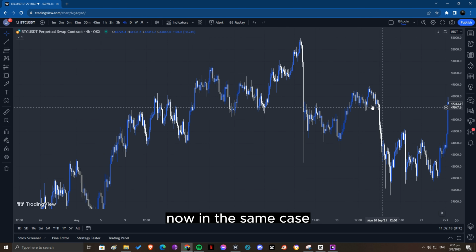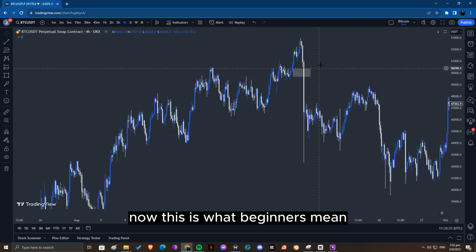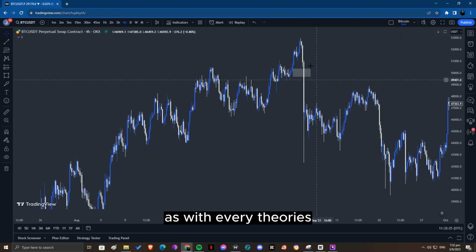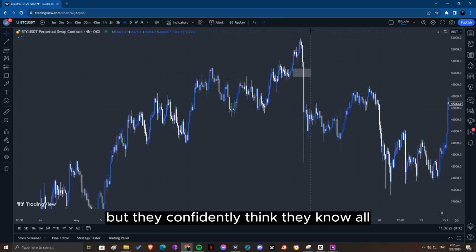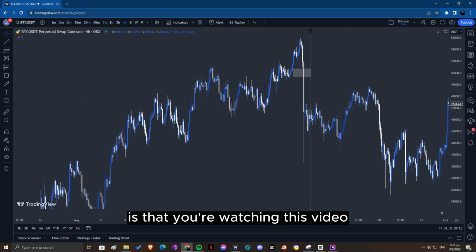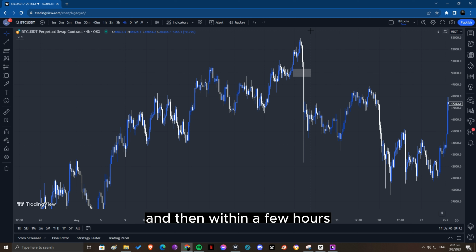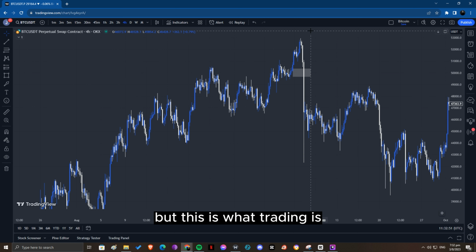Now, in the same case, you might ask me, why did the order block not work? This is what beginners make. As with every theory, there are going to be beginners that just learned about it but confidently think they know all. I'm sure some of you watching this, no offense because I did this all the time, think: hey, I'm pretty sure what an order block is, so I'm going to start trading. I'm going to throw in $50 or so, and you start entering trades. And then within a few hours, you're going to lose a lot of the money, unless you're very lucky. But this is what trading is.